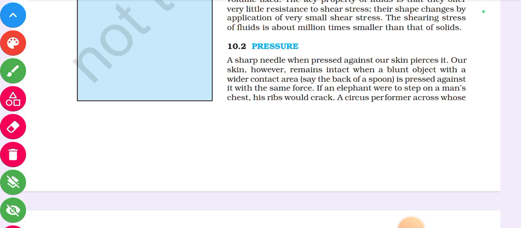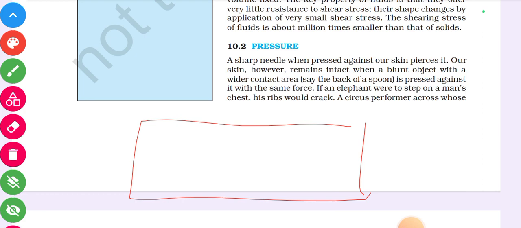But in a circus, they take a big plank, and the elephant puts his feet on this plank, and below there is the man. Obviously the man will feel the pressure, the force, but in that case the impact will be quite less, because the force has been distributed over a larger area. So in this case the force is the same.